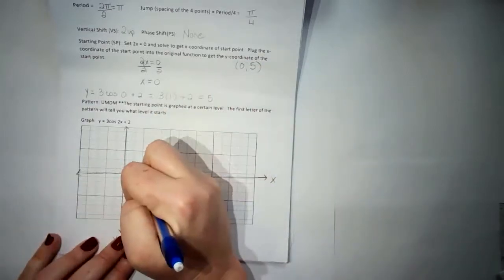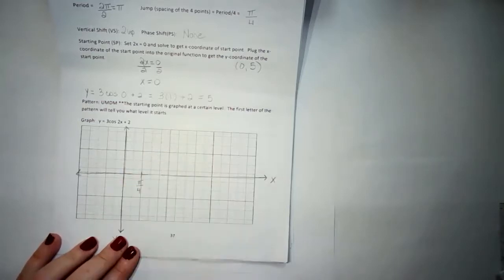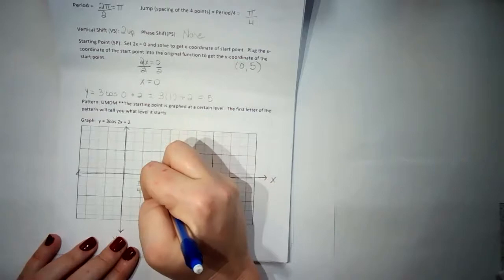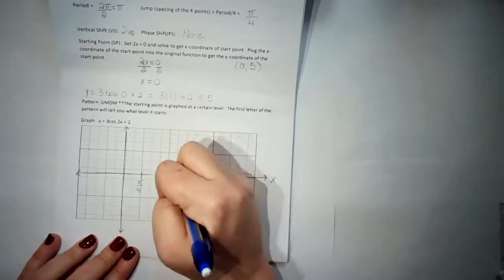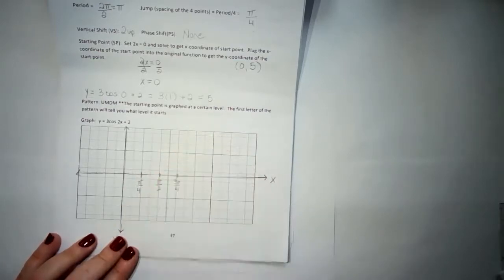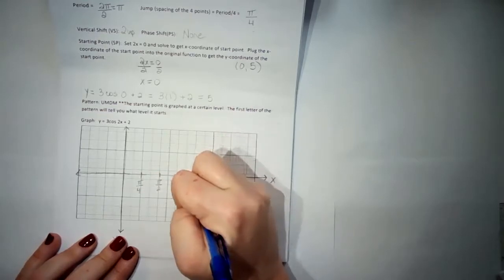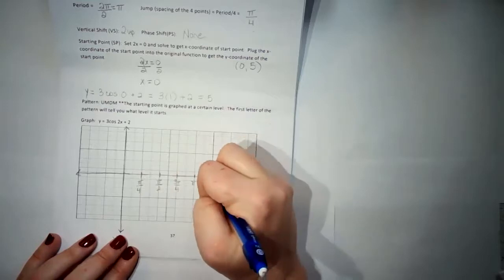So I'm going to call this one way over here pi over 4. You can make it closer if you want. Okay, that's 1 pi over 4. This is going to be 2 pi over 4. That's actually pi over 2. This guy's going to be 3 pi over 4. Okay. Next one will be 4 pi over 4. That's just pi.